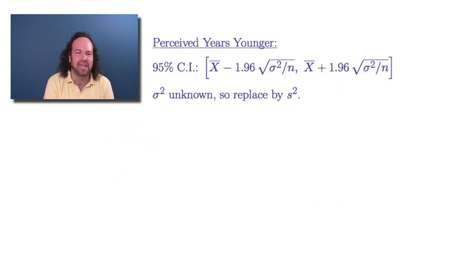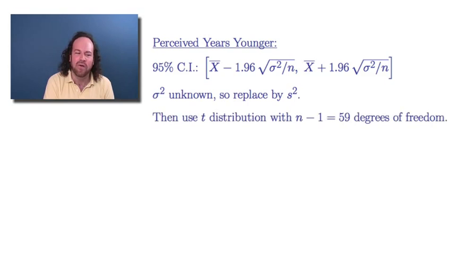Well, if we go back to that case of the number of years that we perceive people to look younger, well, we had a 95% confidence interval in terms of the true variance sigma squared, but if that's unknown, well, we could replace it by s squared, but then we would also have to use the t-distribution. The t-distribution in this case has 59 degrees of freedom because it's n minus 1, and n was 60, the sample size. So you might think that's going to change this number 1.96. How is it going to change it?